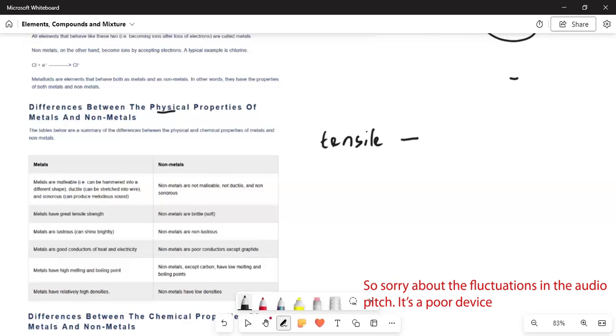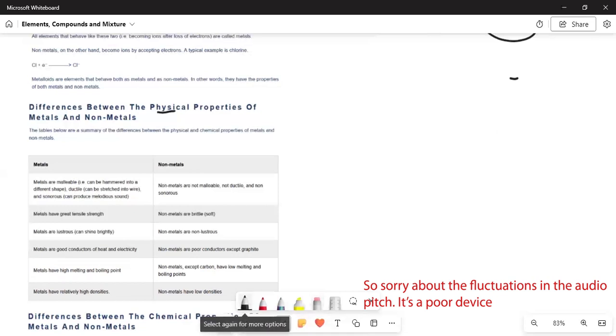Tensile is from the word tension. And if you construct a bridge, the weight that the metal will hold is far, far more than the weight that the non-metal will hold. So tensile strength has to do with the ability of the material to withstand a lot of tension. The tension that a metal can withstand is far, far more than the tension that a non-metal can withstand. Non-metals are brittle, that is, they are soft, and so their tensile strength is poor or low.